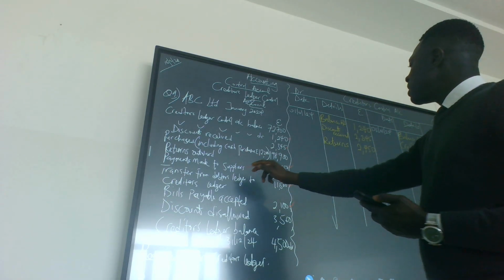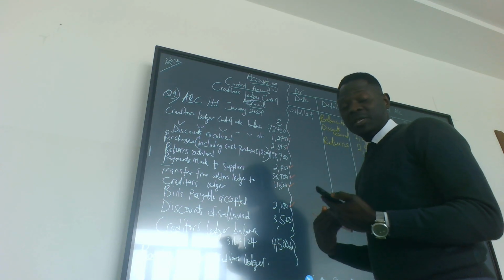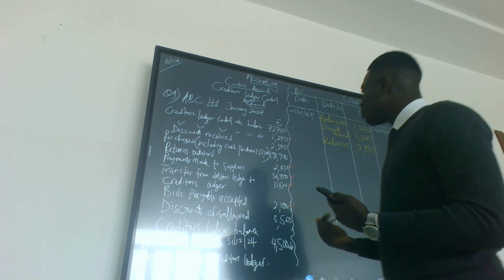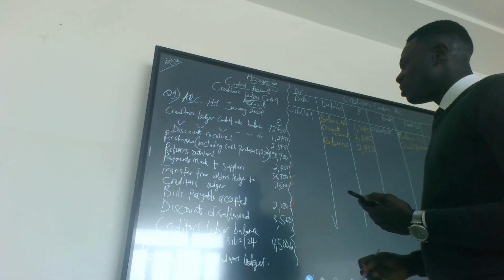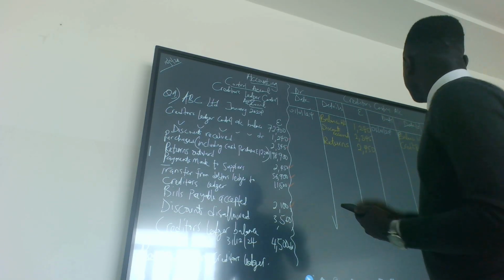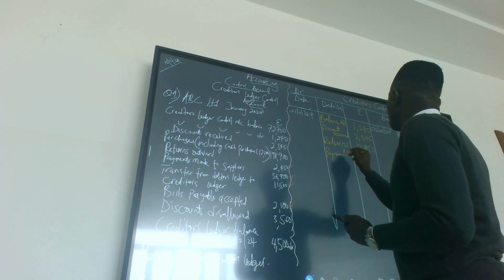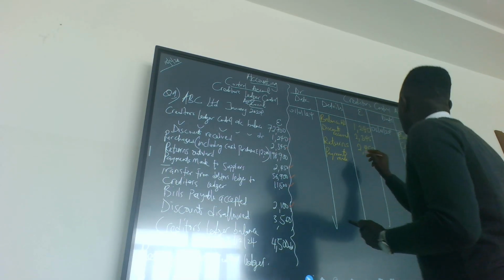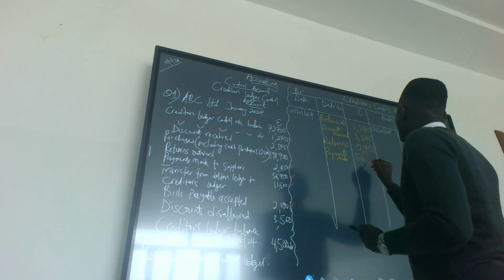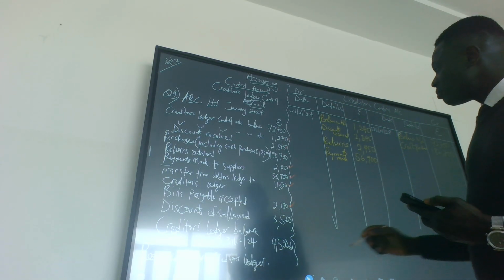Then we move on. We have payments made to supplier. The supplier has received a certain amount of money from us, so that is a debit entry. Payments made to supplier, 56,900.